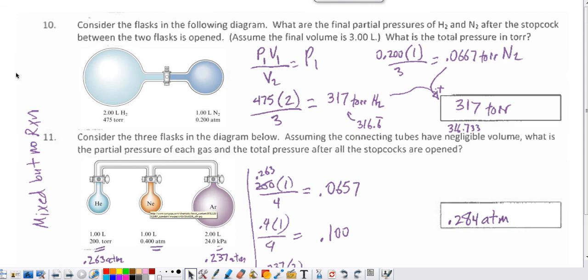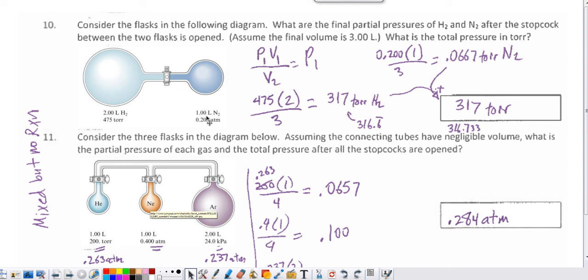Number 10, I dropped in the color versions here for you. Consider the flask in the diagram. We have 2 liters at 475. We have 1 liter at 0.2. And I thought about this for a while. When I open it up, the hydrogen on this side is going to spread over here, and it's going to go from a volume of 2 liters to a volume of 3 liters, because it's going to be the 2 and the 1 added together. And it's going to spread out. And the pressure from hydrogen is going to drop, because it's now going to be spread out over a larger volume.